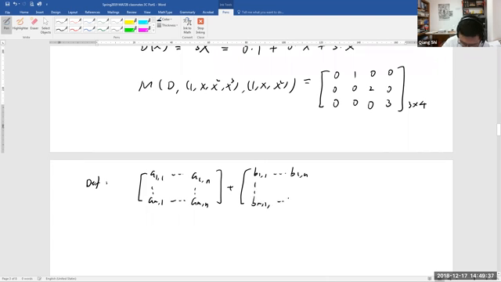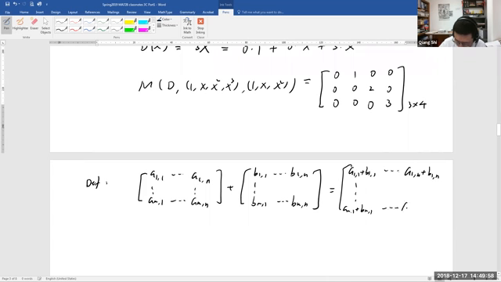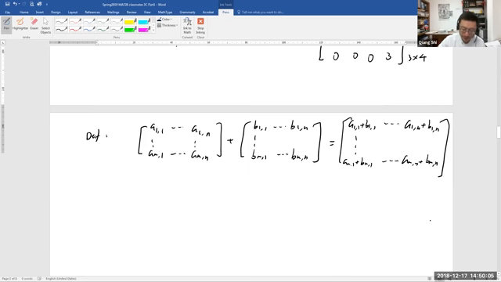Bm1 to Bmn. All right. So then this is just equal to, you have A11 plus B11, and so on, A1n plus B1n, Am1 plus Bm1, Amn plus Bmn, right? So you have this, and then let's make an example.